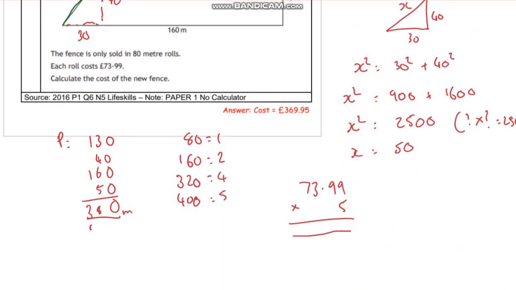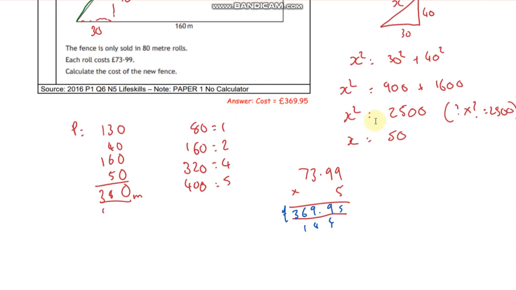Times by 5, so 5 9s, we've got 45. And 5 9s 45, but plus the 4 for 49. Put your decimal in. 5 3s 15, plus the 4 for 19. And 5 7s 35, plus the 1 for 36. Final answer.